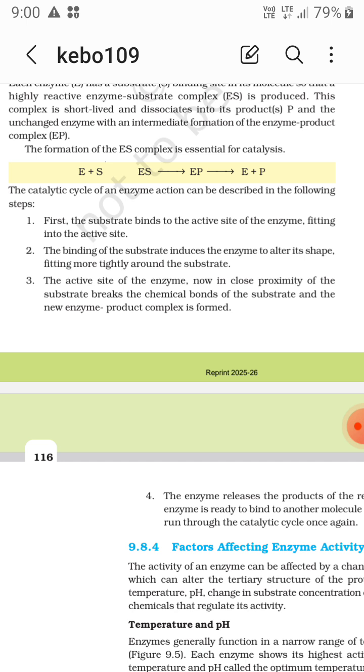The active site of the enzyme, now in close proximity to the substrate, breaks the chemical bonds of the substrate and makes new bonds, and a new enzyme-product complex is formed.